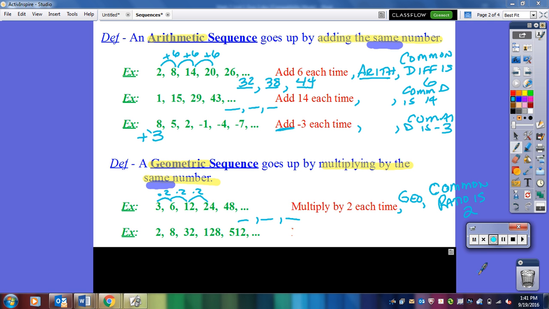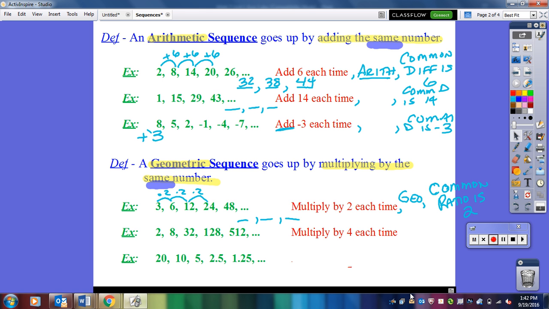This next one, pretty much the same thing. If you add 6 and then 24, so it's not adding. If you check your multiplication though, what's happening is this is being multiplied by the same number. It's being multiplied by 4 each time. You say multiply by 4 each time, it's geometric. The common ratio in this case is 4.